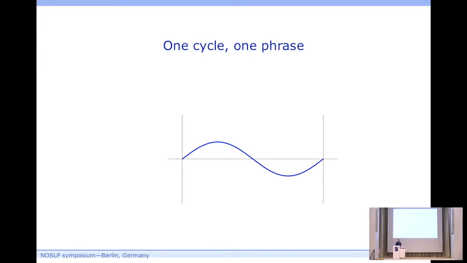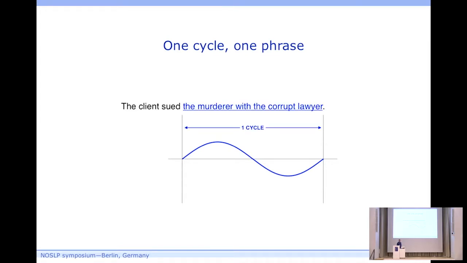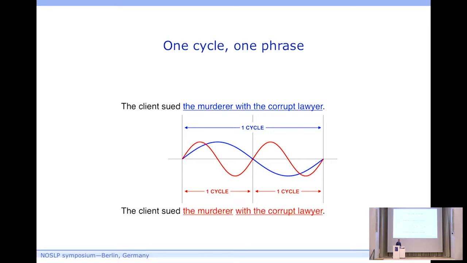So if you have this oscillatory cycle being present, so a single cycle, and this sentence comes in, you're kind of forced to put all the words highlighted in blue into one long phrase, right? The client suit, the murder with the clipper, and so on. Okay, and if you have this pattern present of two cycles, a bit faster maybe, you kind of are forced to split up this stream of words in the middle and assign a syntactic phrase structure that has two phrases. It's really as simple as that.